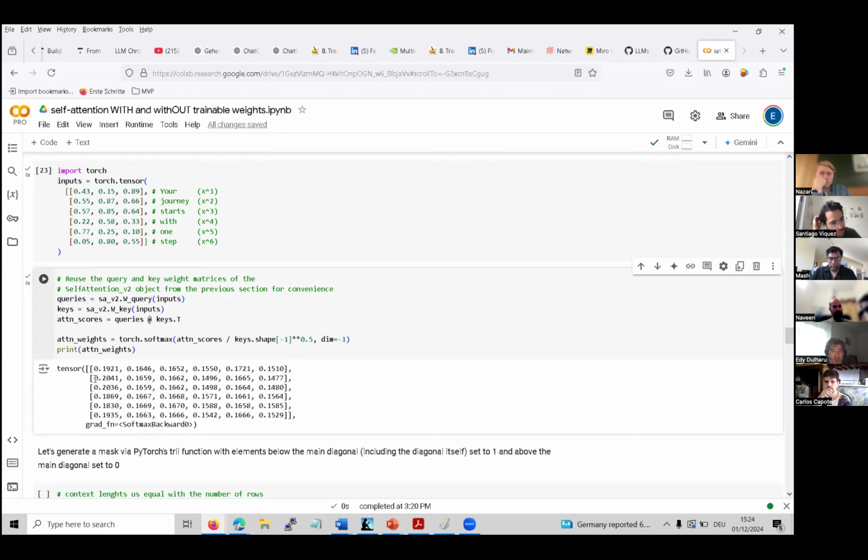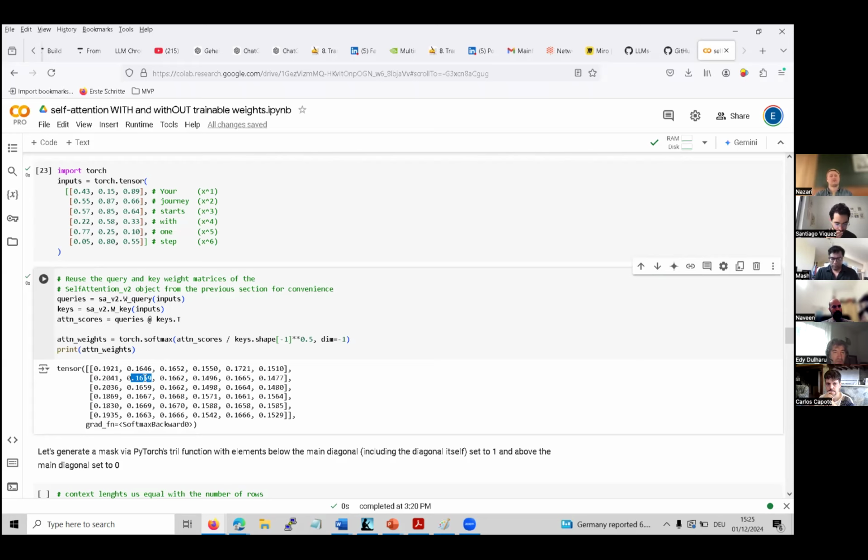So the first number, which is 0.20, 0.41. So when the large language model looks at the word journey, it says, okay, let's see how much attention I should pay to the first input, which is "the", and it decides that it's 0.2.